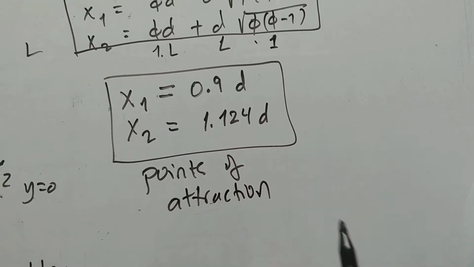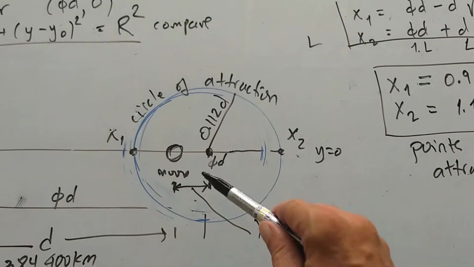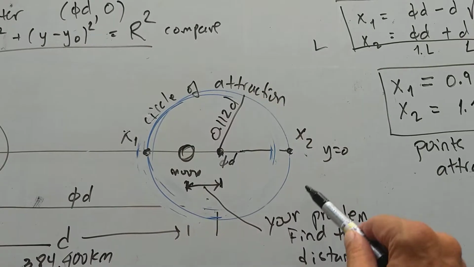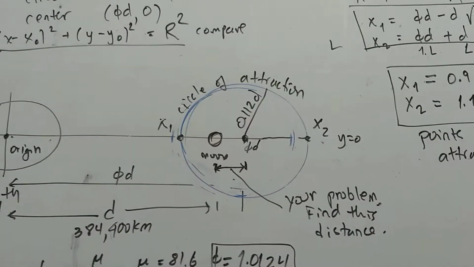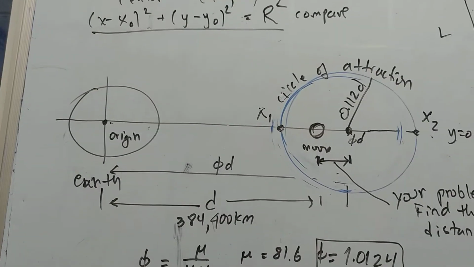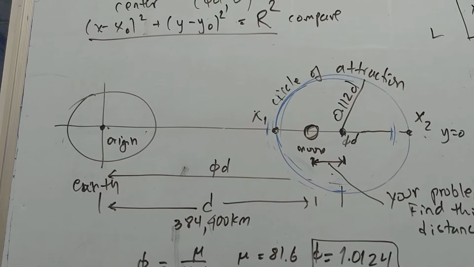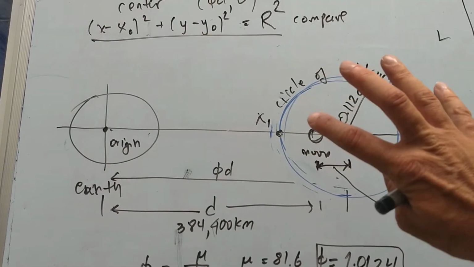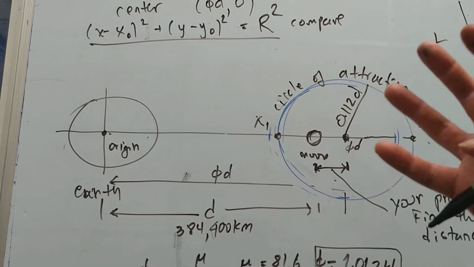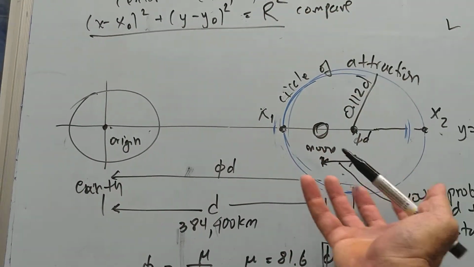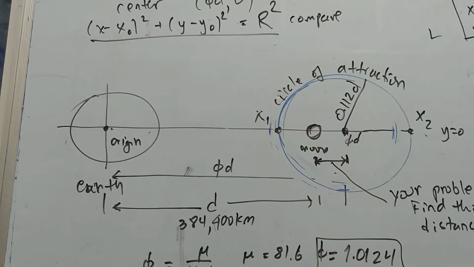There. We found those points of attraction. These are the classic points of attraction. Of course, any point along this circle of attraction is a point of attraction. And of course, it's not really just a circle of attraction. It is a sphere of attraction when you take into account the symmetry of the problem. It is a sphere of attraction points around the moon.